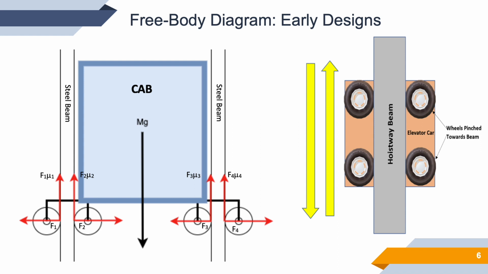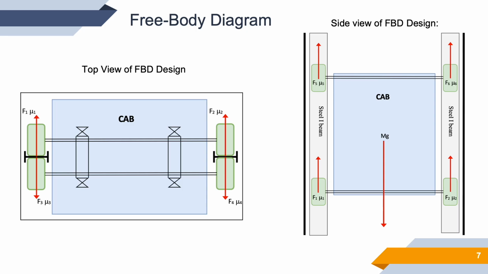Here are some initial designs we created based on a self-propelled propulsion system. These designs use friction from the wheels to create the motion needed to move the cab up the elevator shaft. As we moved forward with the project, we wanted to improve our design. In this design, we focused on maximizing the cab size by having the wheels pinched against an I-beam. As you can see in this design, the only lost space is due to the I-beams.